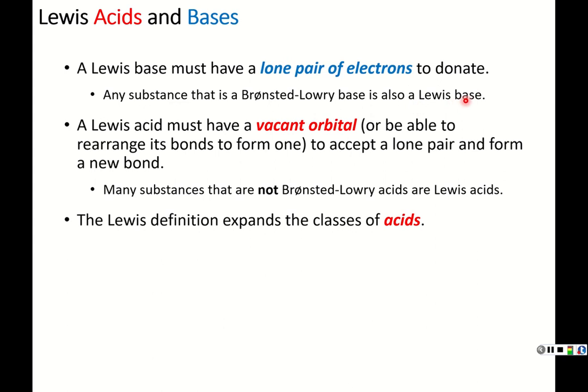A Lewis acid must have a vacant orbital, or be able to rearrange its bonds to form one, and it needs that to be able to accept a pair of electrons to form a bond. This really opens up the spectrum of what an acid can be. Things that don't necessarily have a hydrogen in their formula can still be considered acids by this definition.